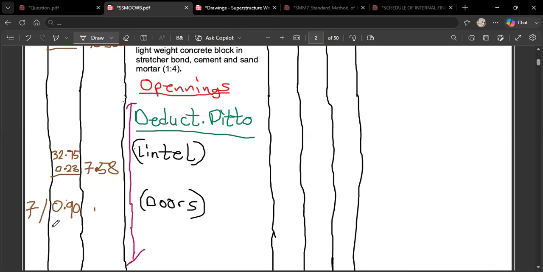2,100. 2,100 divided by 1000 is 2.10. Yeah. So we multiply all of this and then we get what? 13.23. So finally, if you add all of this, you're going to get what? 20.81.